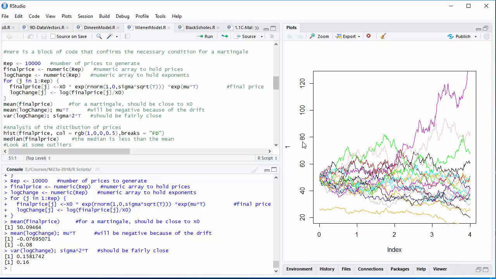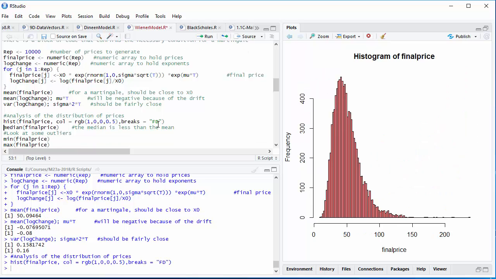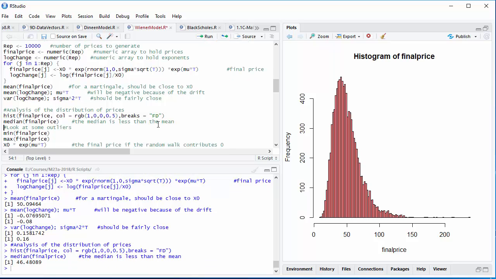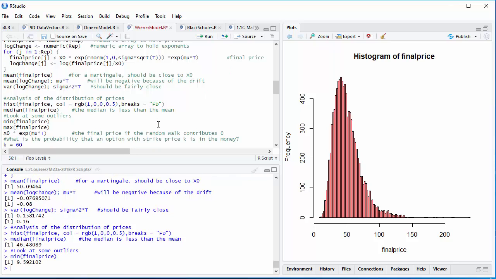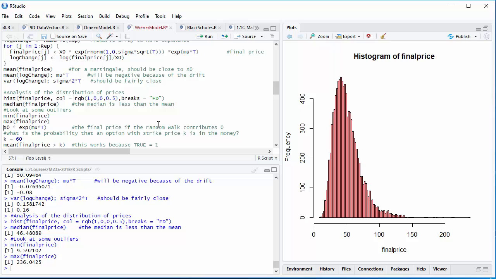Now let's look at the distribution of the prices. Here's a histogram of the final prices. It's got the now familiar tail to the right. As with the binomial model last time, the median price is a bit less than the mean price, and there are some fairly extreme outliers. The price could go down from $50 to $9.59, or it could scoot all the way up to $236.